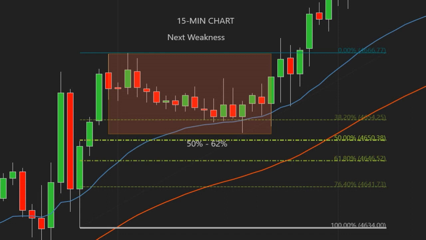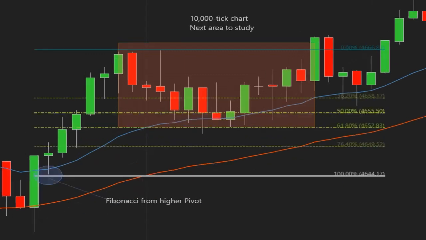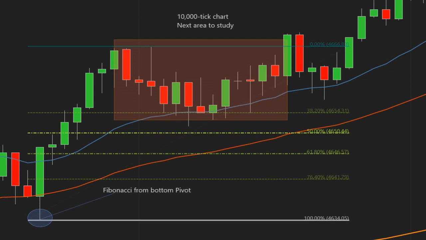Now this is the 10,000 tick chart with the same exact area, and that's what it looks like. I think what we did was we were looking for Fibonacci. Yeah, we used Fibonacci pullbacks as support. So we drew the Fibonacci here at the low pivot to see where the 50% is, and it looks like price is bouncing off the 20 moving average and the 38% Fibonacci on the 10,000 tick chart.